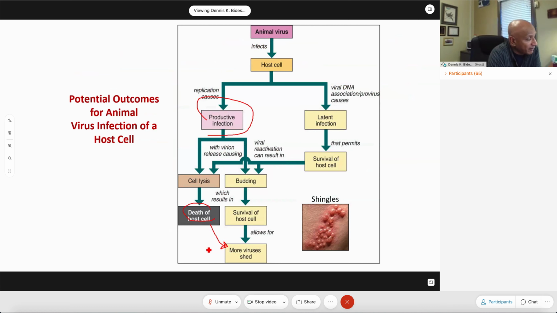That's a productive infection. So think about chicken pox. When people have chicken pox, they have these lesions on the skin. The virus is replicating. All right, you see this looks like a little blister, but there's millions of viral particles in these blisters. That's a productive infection. You're producing more virions.